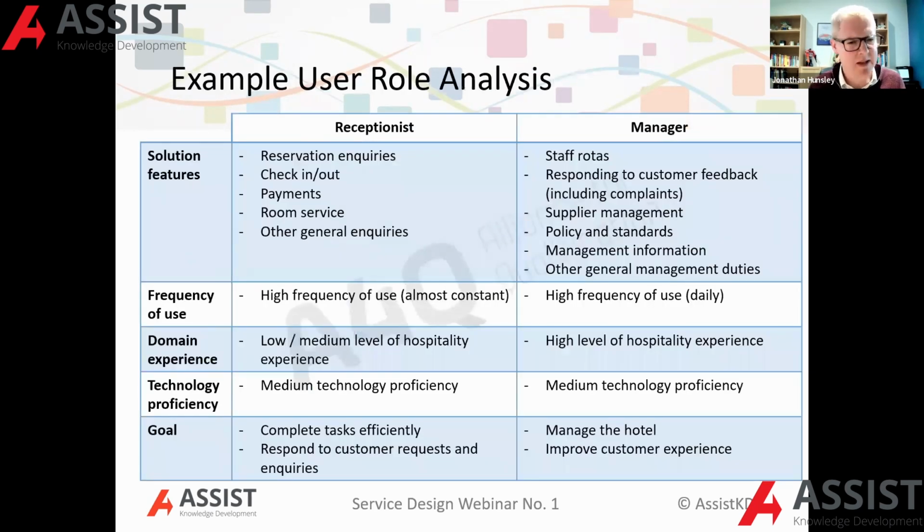So let's look at some examples then of those aspects. You can see that the receptionist user role has a different set of features that they're accessing, that they're looking to engage in comparison to the manager user role. You can see different levels of frequency, different levels of domain experience. They've got the same level of technical proficiency in this example, and they've got different goals in their user roles. And I just want to reiterate, the manager could take on the receptionist role in addition to obviously their management responsibilities.